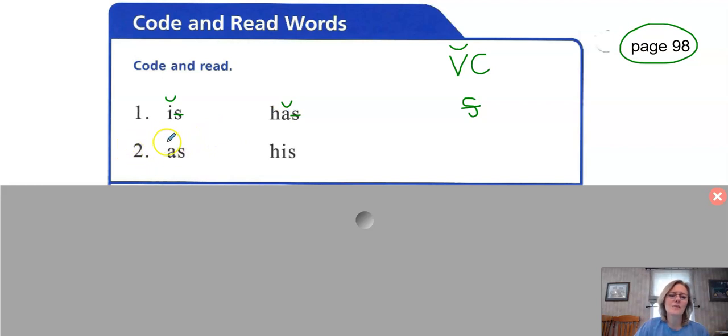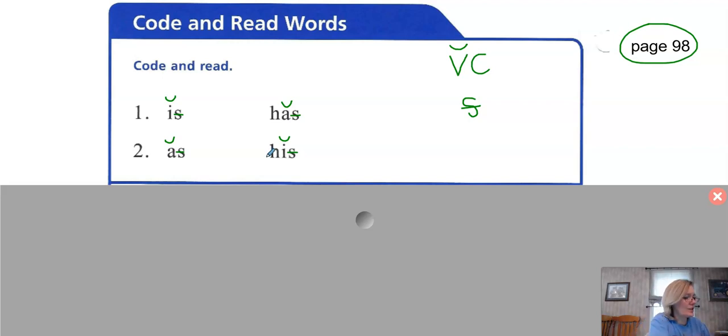So let's go to number 2. A vowel in a closed syllable is short, coded with the breve, voice line through S. And let's read these. As, his. Once again, these were words that we used to use as circled words because we didn't know how to code them. Now we do. All right, good job, everybody.